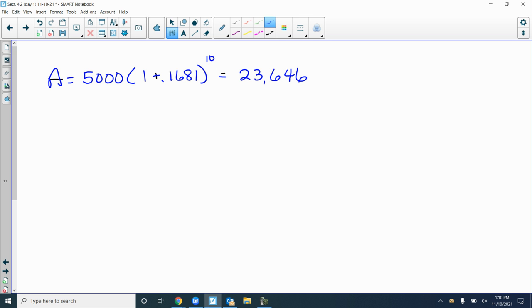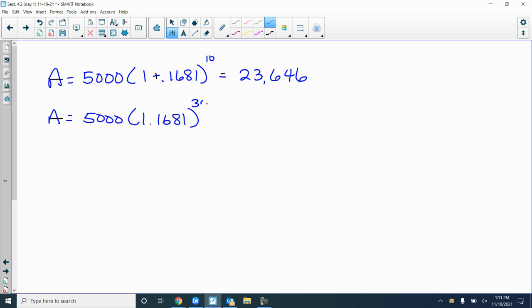No. After 10 years, it's only gone from 5,000 to 23,000. It's still a significant amount, but it's nowhere near close to that. Also, when you're doing this, you can just make this on the inside 1.1681, because that's what you're going to get when you add those.